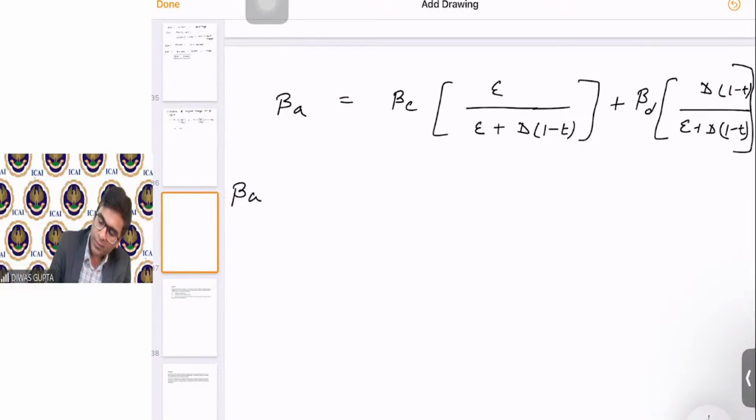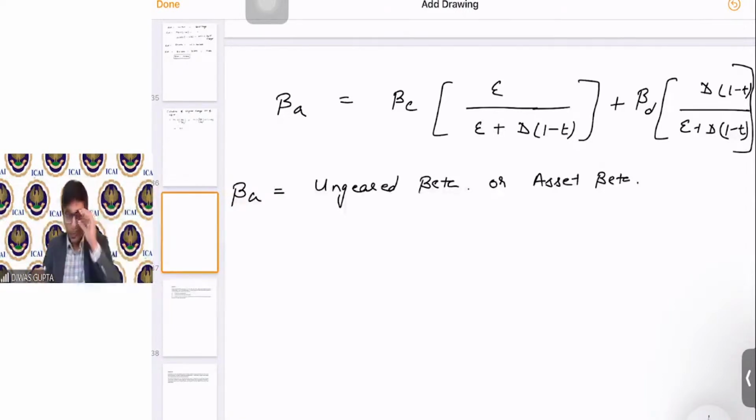Beta of A is equal to ungeared beta, or we say this is the overall asset beta, students. Beta of A is ungeared beta. Why? Because we have taken the impact of debt in this. What does gearing mean? Gearing means the presence of debt. Now, if you take the impact of debt back and add it to the beta of equity, you will arrive at ungeared beta. Okay.